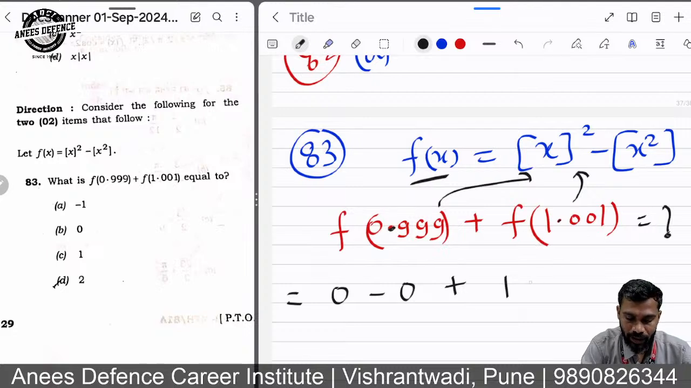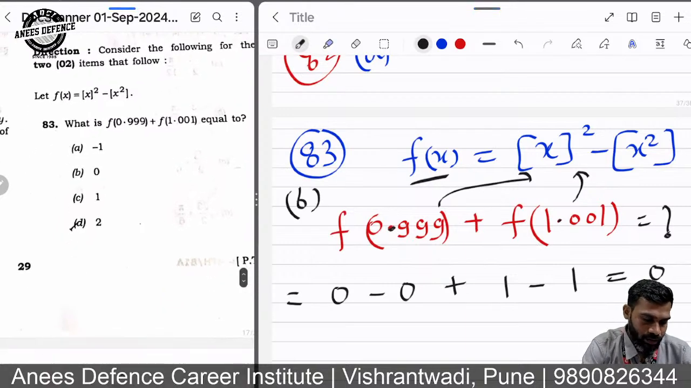1 square is 1 minus. If you square 1.001, that will be, of course, not equal to 2, right? It will be less than 2 and greater than 1, right? So this will be, of course, again 1. So this will be 0. So question number 83, option B is the right answer, right?